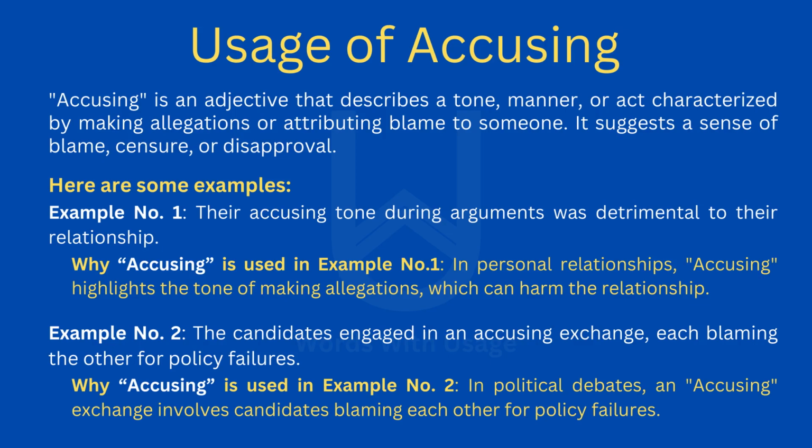Here are some examples. Example number 1. Their accusing tone during arguments was detrimental to their relationship. Why accusing is used in example number 1. In personal relationships, accusing highlights the tone of making allegations, which can harm the relationship.